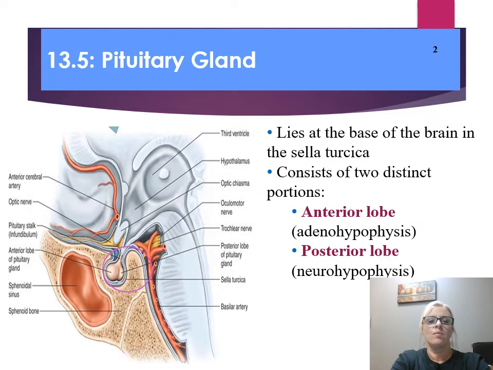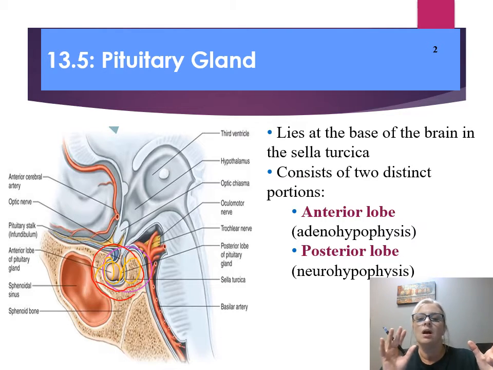And you can see that right here, okay? And so we have the anterior portion of the gland right here, and the posterior, of course, on the posterior side. So it's got two distinct portions, and we've already talked a little bit about how you need to pay attention and differentiate where these hormones are coming from. You can't just say the pituitary. You need to say, is it the anterior lobe or the posterior lobe?